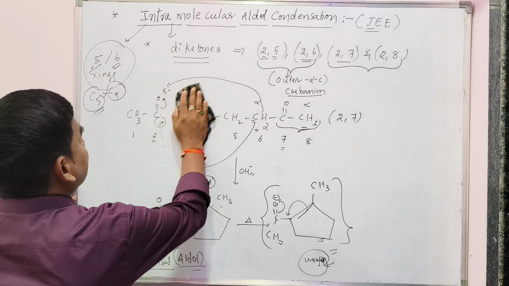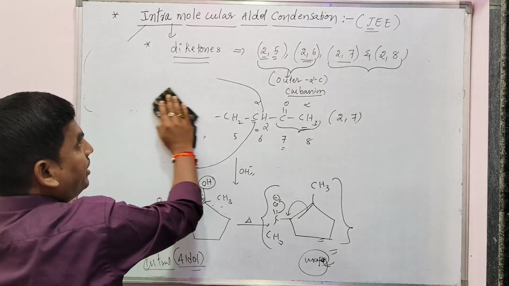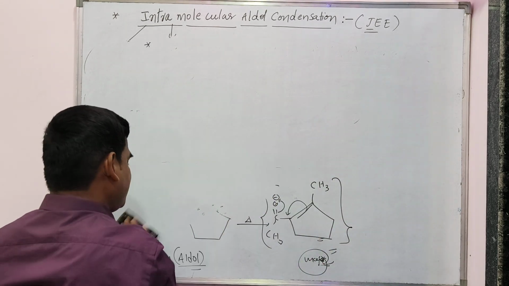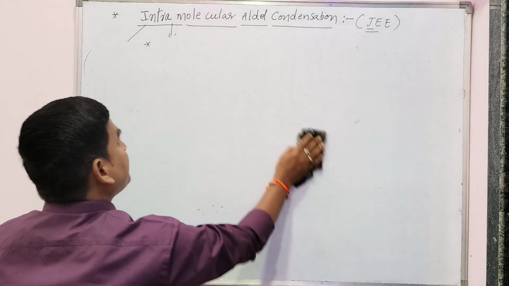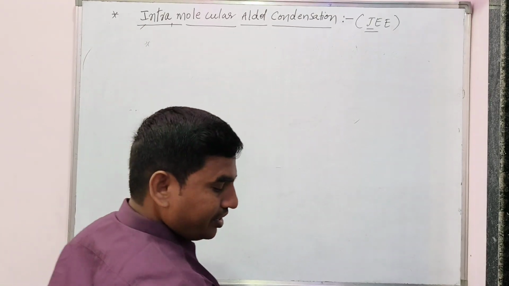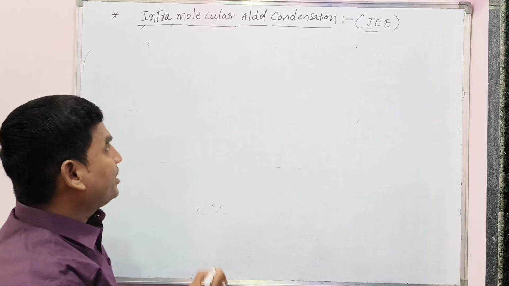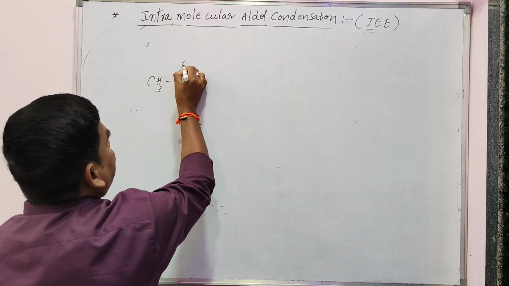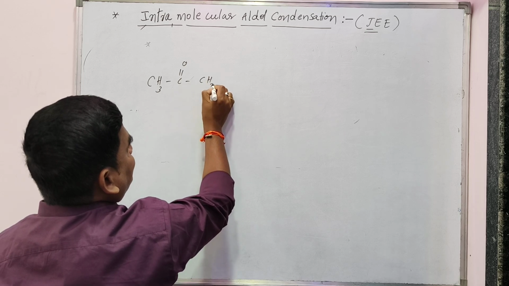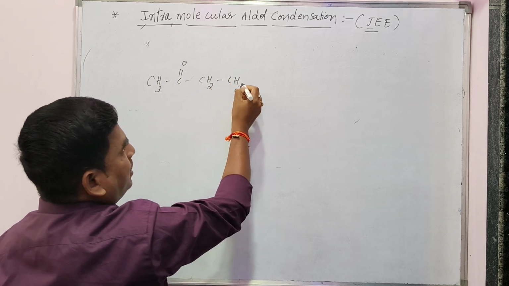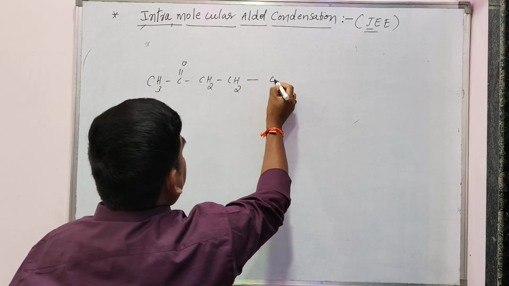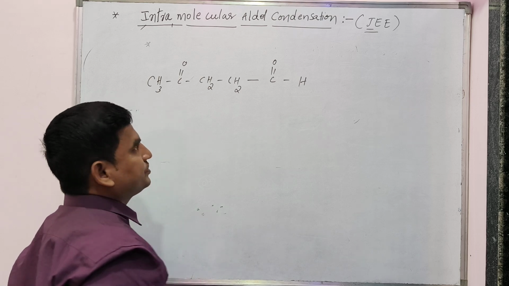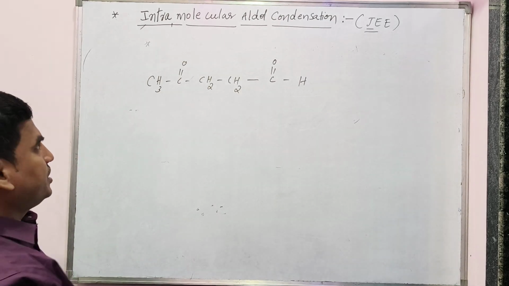Right. Next, aldehyde and keto functional groups. Suppose one is aldehyde, one is ketone. Right. Now we can take one aldehyde, one ketone. This is a very important case. It's different groups we are taking. One is CH3, C double bond O, and CH2, and CH2, and we can go for C double bond O and H. Right. So now it is one case.